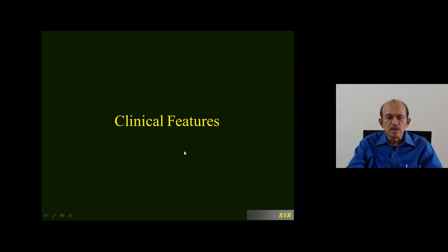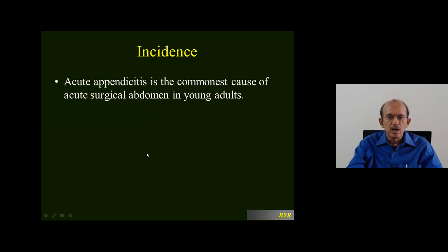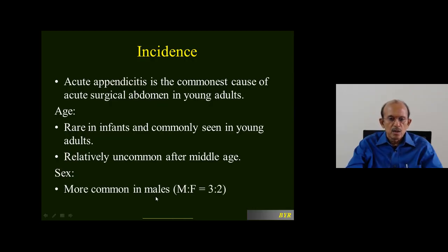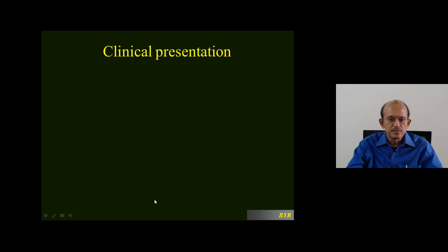So, clinical features of acute appendicitis. Incidence: it is the commonest cause of acute surgical abdomen in young adults. Age: rare in infants and commonly seen in young adults. Relatively uncommon after middle age. It's more common in males.